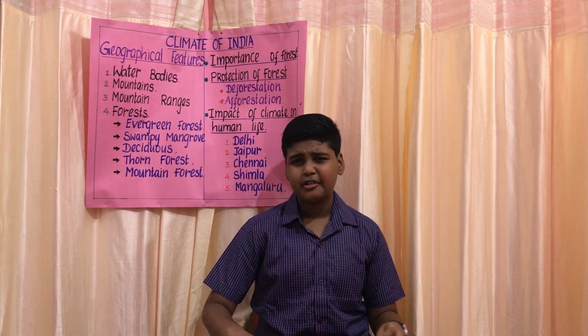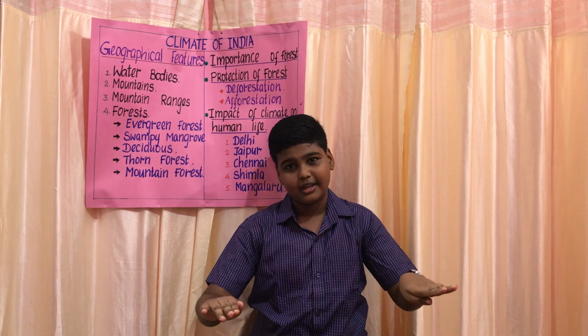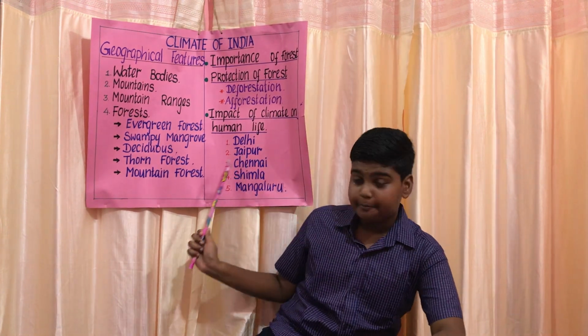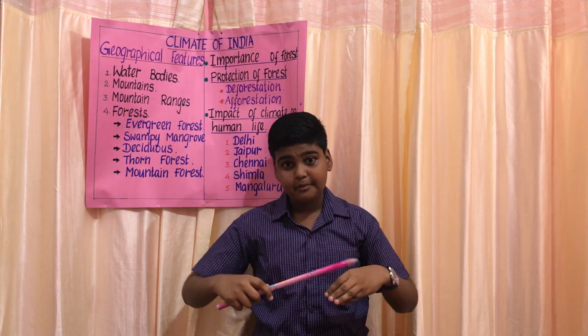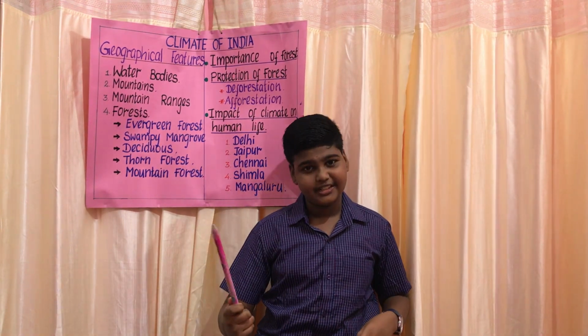So Shimla is situated in the north of India. It's a popular hill station and it has a very chilly climate. It has chilly winter and a moderate summer. But in Jaipur, it is just the opposite. Jaipur means very hot summer and moderate winter. Here, very chilly winters and moderate summers.